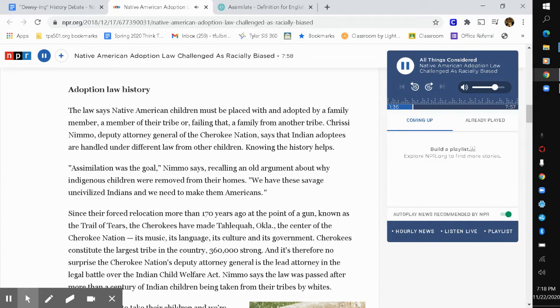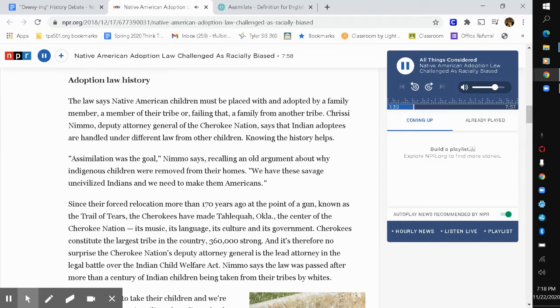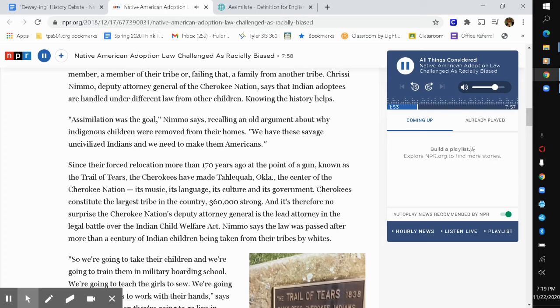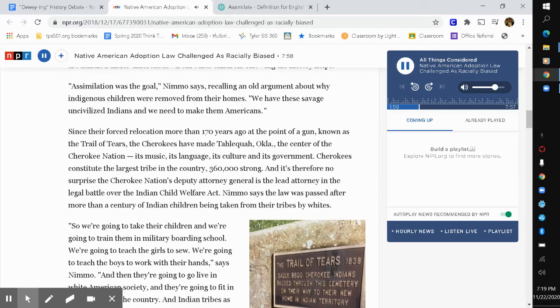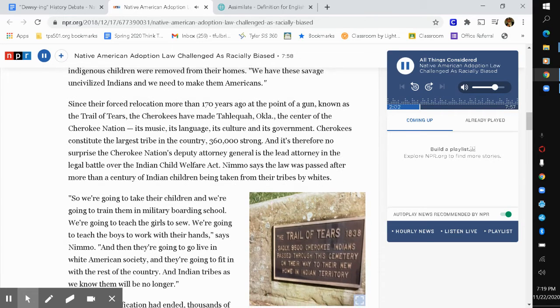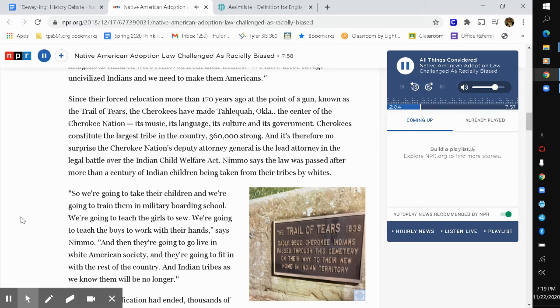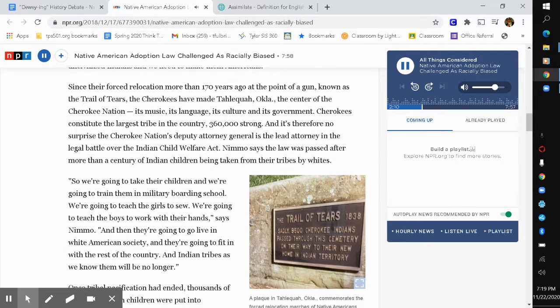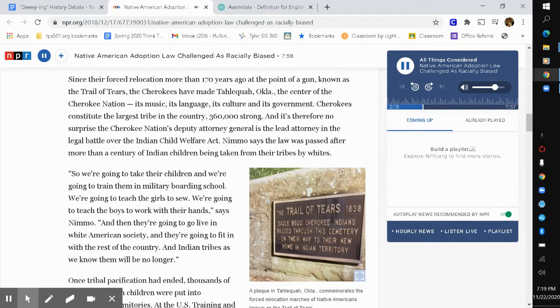To understand why Indian adoptees are handled under different law than other children, it helps to know the history. Assimilation was the goal. We have these savage, uncivilized Indians, and we need to make them Americans. Chrissy Nemo is the Deputy Attorney General of the Cherokee Nation. About an hour east of Tulsa, the flat prairie of Oklahoma begins to pleasingly bubble into the foothills of the Ozark Mountains. In front of a packed house at the Cherokee Veterans Center, celebrated Cherokee flutist Tommy Wildcat plays for his tribe.